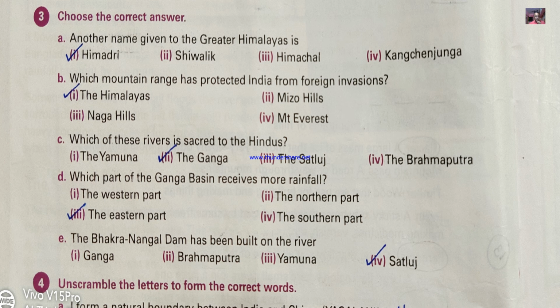The Pakra Nangal Dam has been built on river Satluj. The other three options, Ganga, Brahmaputra, and Yamuna, have no concern with the Pakra Nangal Dam. But Pakra Nangal Dam is built on river Satluj. Clear?